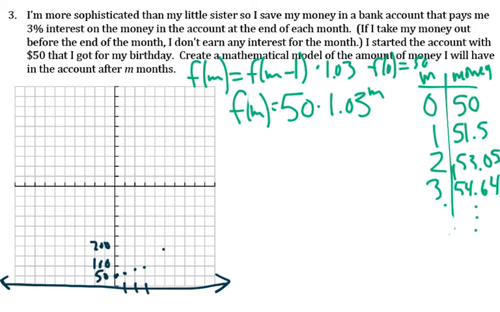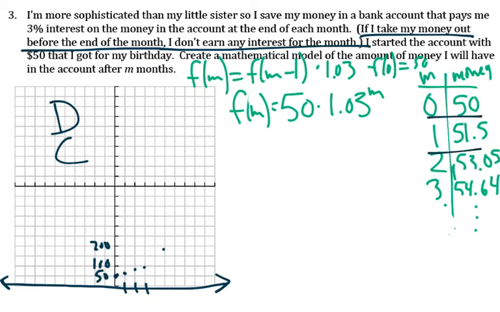So it's getting bigger and bigger. What it's eventually going to look like would be like this. But the problem is, is it discrete or is it continuous? Well, if I take my money out before the end of the month, I don't earn any interest. So halfway in here, he didn't earn anything. Halfway in here, he didn't earn anything. So nothing's in between, which would make it discrete. So it would look eventually like that, over many, many months.